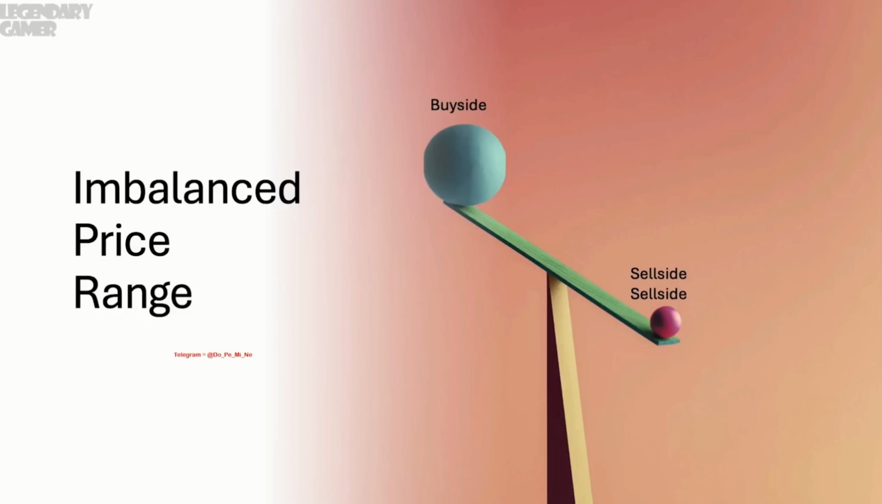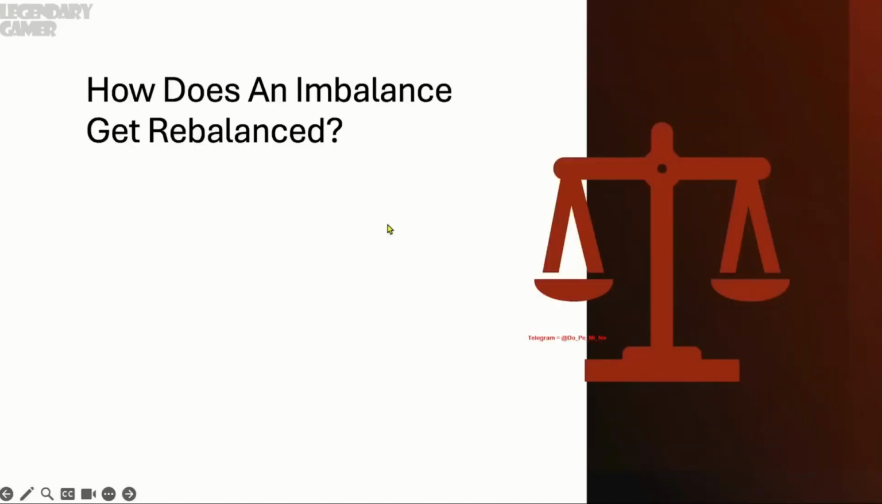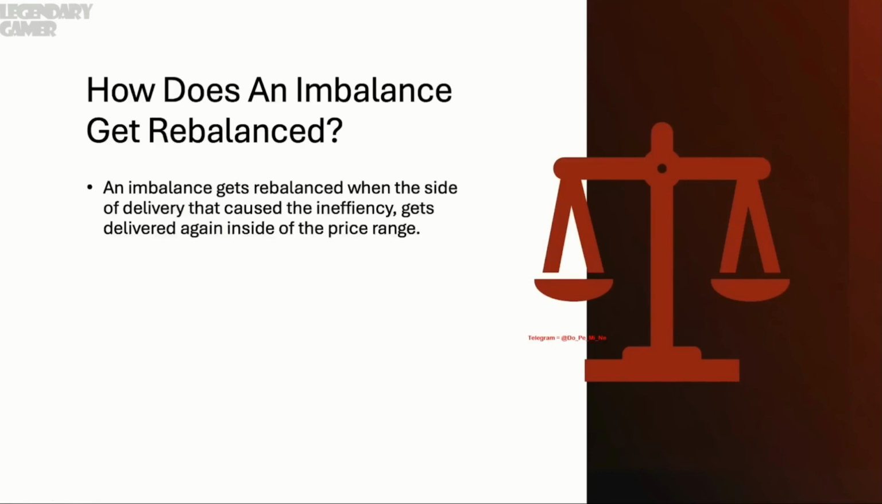What I want you to note is that we're paying attention to the amount of times both sell side and buy side have been delivered inside of that specific price range. That is what counts. Counting the amount of times certain delivery has taken place. How does an imbalance get rebalanced? An imbalance gets rebalanced when the side of delivery that caused the inefficiency to take place gets delivered again inside of the price range.